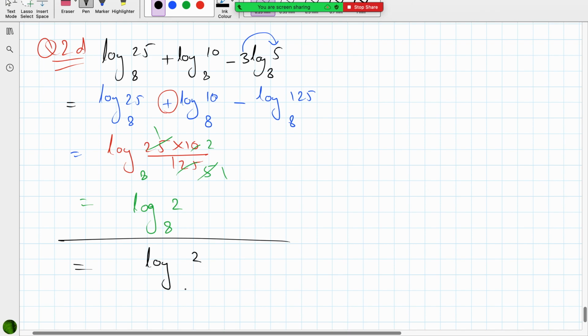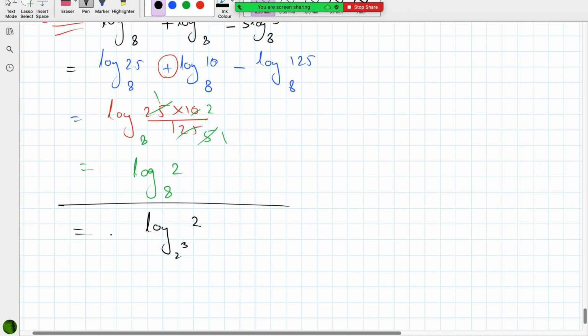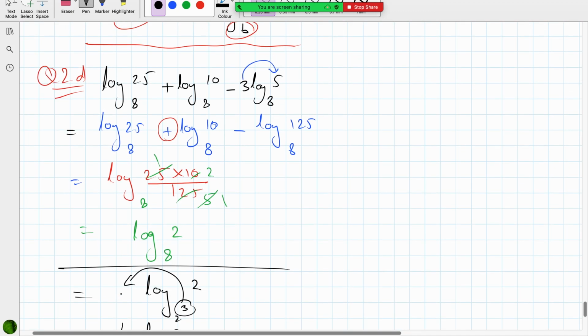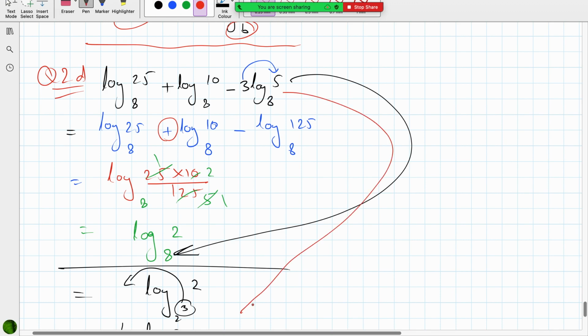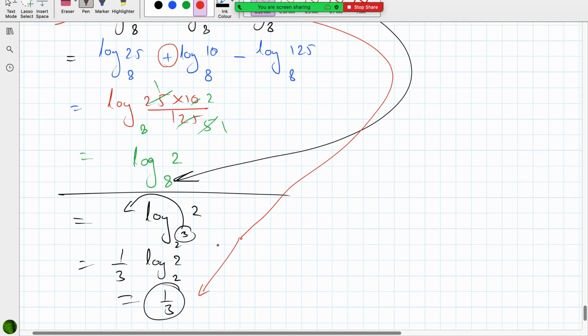So log 2, and this 8 could be written as 2 cubed. So when we take this 3 outside, this becomes a reciprocal. Log 2 to base 2, and the final answer is 1. So if we are required to write a single log, this is our answer. If it tells you to simplify, our answer is 1 by 3.